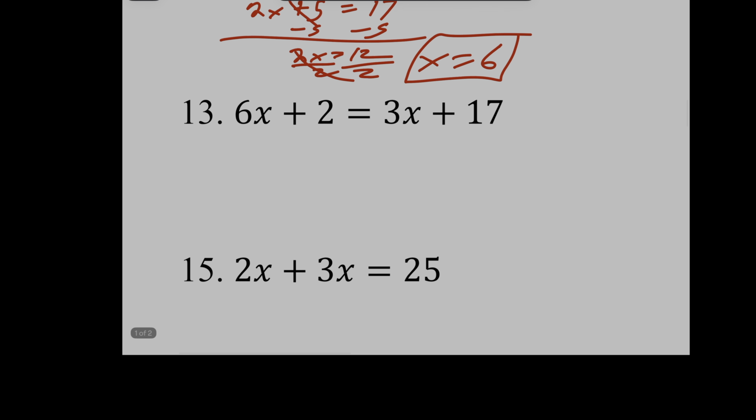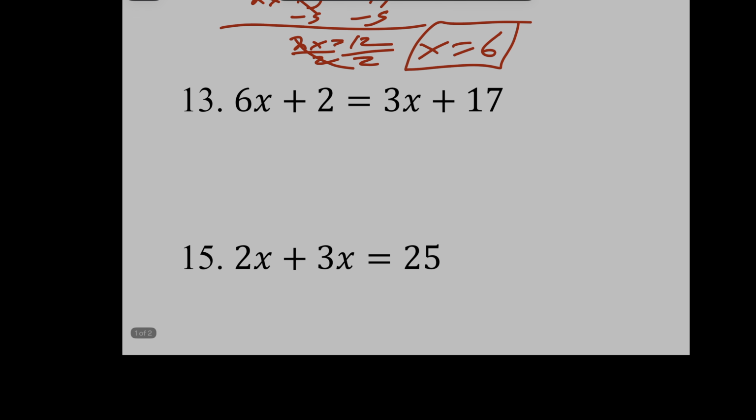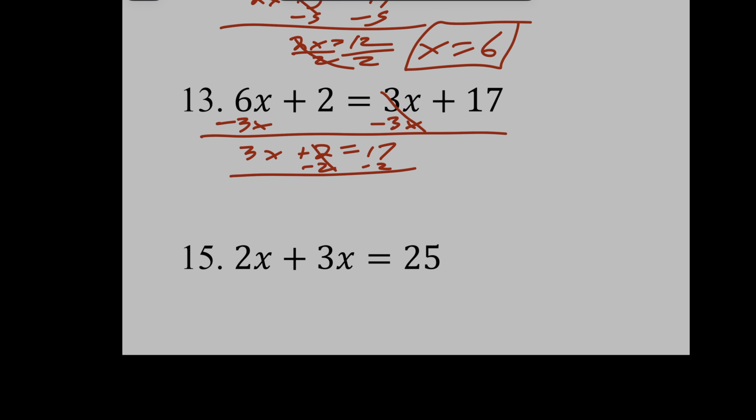All right. 13, I have letters on both sides. Okay, so how am I going to handle this? Same thing. I'm going to move the variable in such a way so that the variables stay positive. 3x plus 2 equals 17. Now I'm going to have letters on one side, numbers on the other side. Boom, die. And I get 3x equals 15. Now I'm going to divide each side by 3. Boom, x equals 5. Cool.